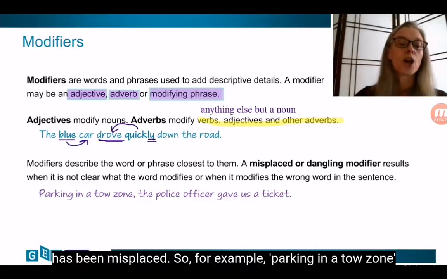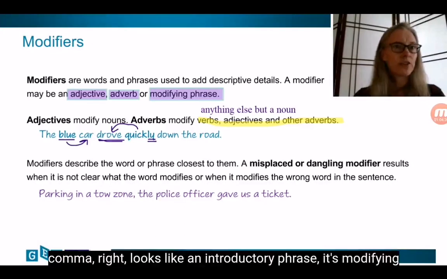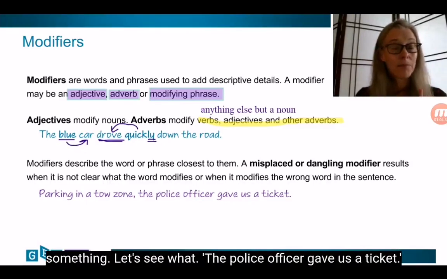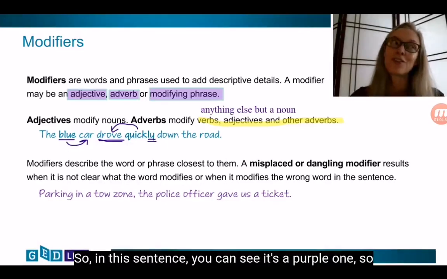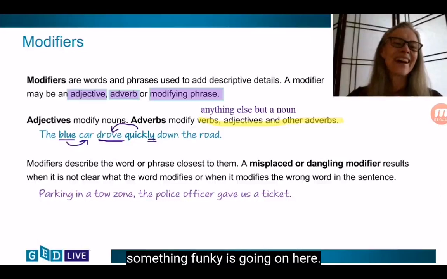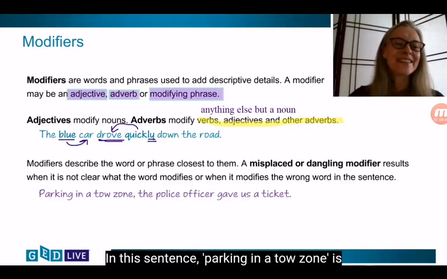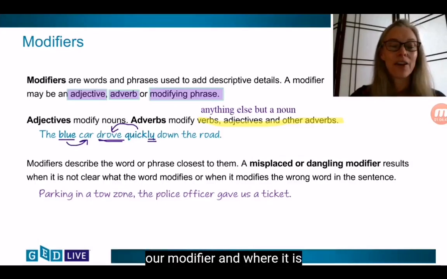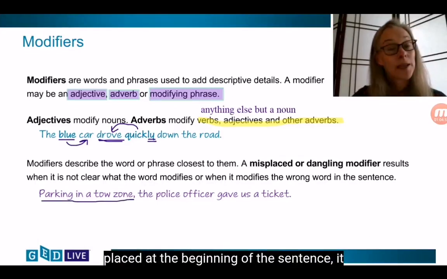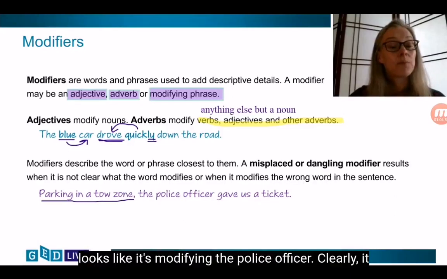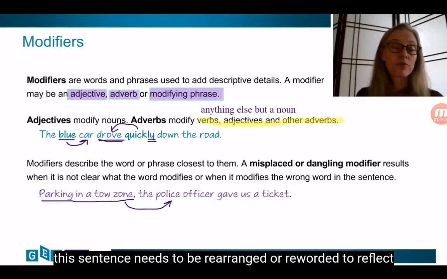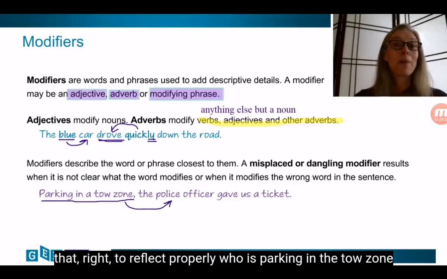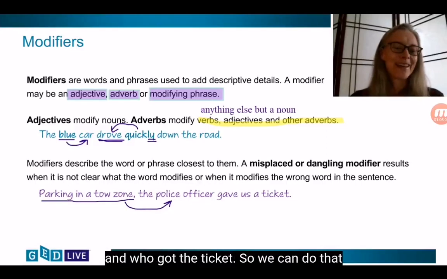So, for example, "Parking in a tow zone," comma, right, looks like an introductory phrase. It's modifying something. Let's see what. The police officer gave us a ticket. So in this sentence, you can see something funky is going on here. Parking in a tow zone is our modifier, and the way it is placed at the beginning of the sentence, it looks like it's modifying the police officer. Clearly, it wasn't the police officer who was parking in the tow zone, so this sentence needs to be rearranged or reworded to reflect properly who was parking in the tow zone and who got the ticket.